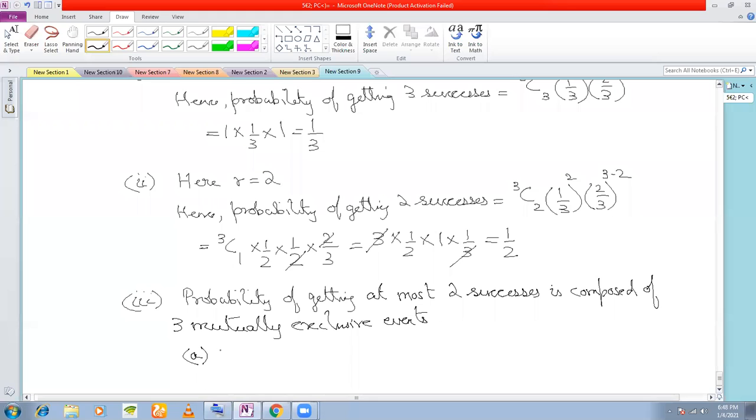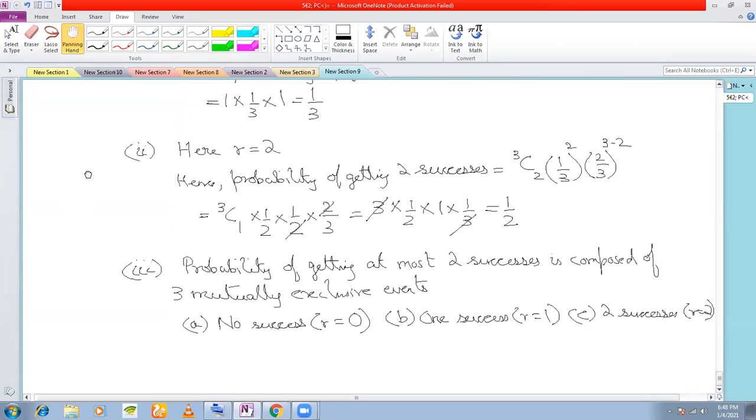0, no success. In no success, what is the value of r? 0, right? No success means 0 successes. r is the number of successes. That r must be equal to 0. 1 success, r is equal to 1. And 2 successes, in this case r is equal to 2.